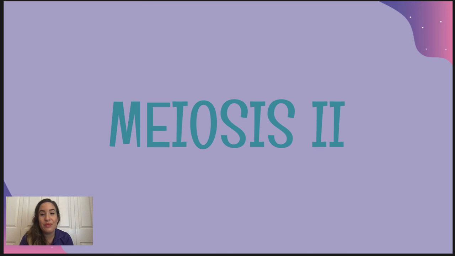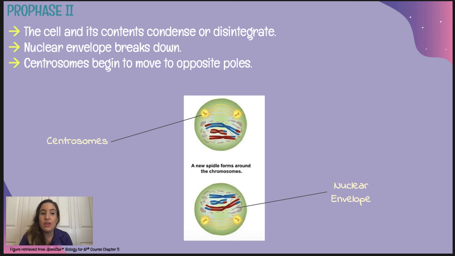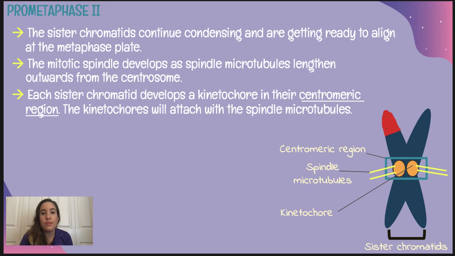Meiosis II. In prophase II, the cell and its contents condense or disintegrate if they did in telophase I, the nuclear envelope breaks down, and centrosomes begin to move to opposite poles. In prometaphase II, the sister chromatids continue condensing and are getting ready to align at the metaphase plate.